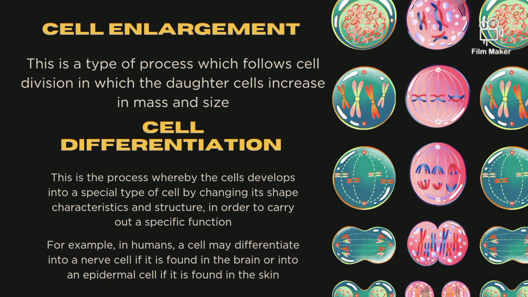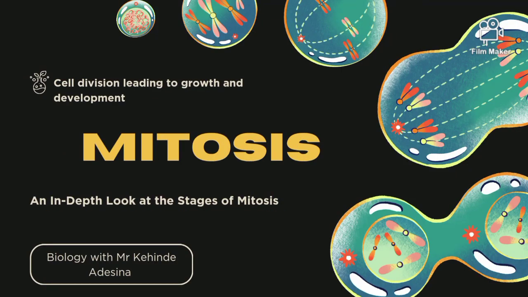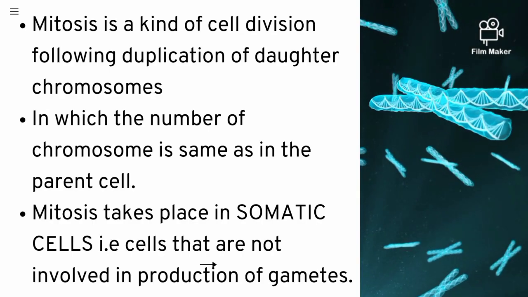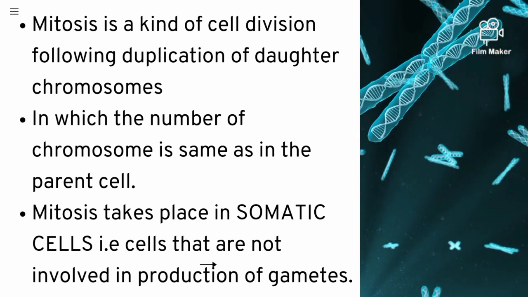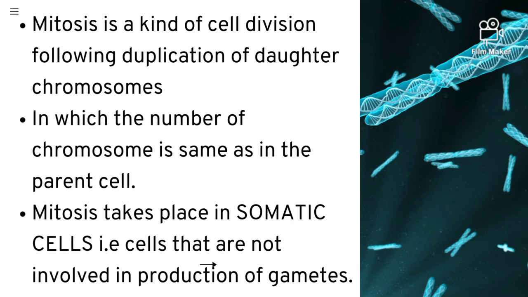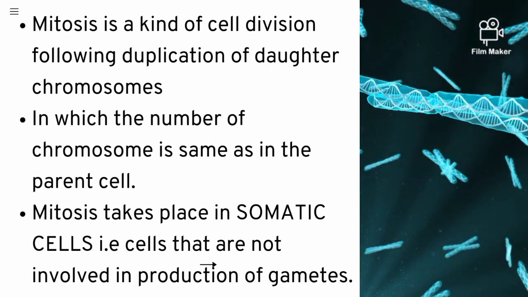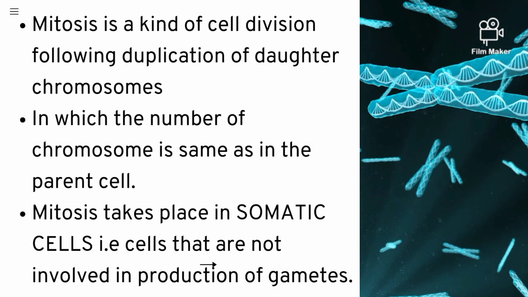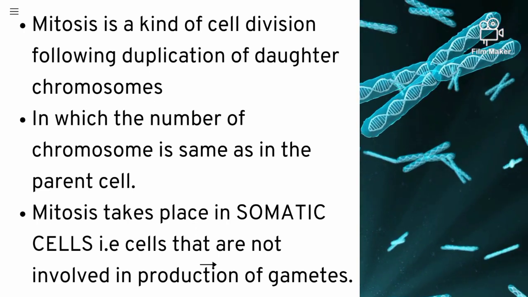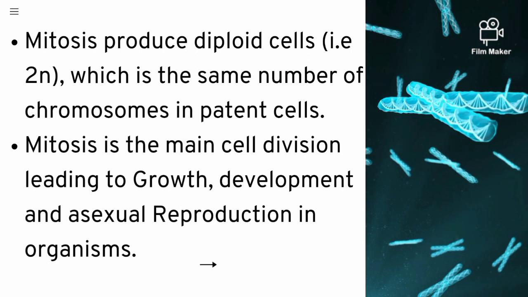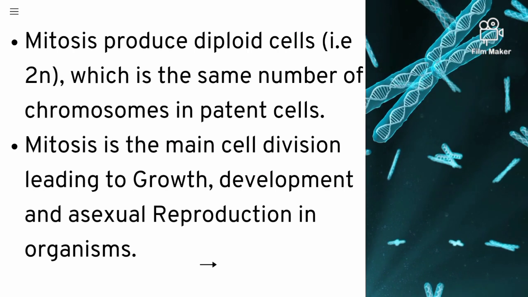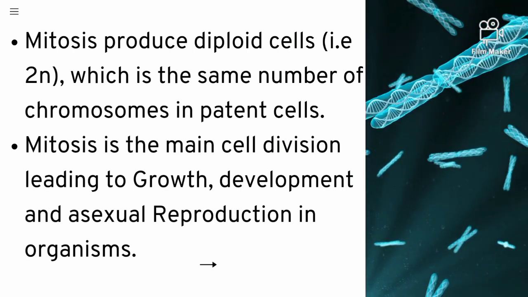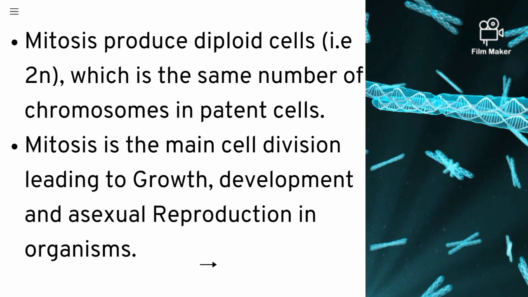Now let's look at mitosis as the cell division leading to growth. Meaning of mitosis. Mitosis is a cell or nuclear division following the duplication of chromosomes, where each daughter cell or nucleus has exactly the same number of chromosomes contained in the parent. Mitosis takes place in somatic cells. By somatic cells, we mean cells that are not involved in the production of gametes. It is the major cell division that leads to organisms' growth, development, and asexual reproduction.